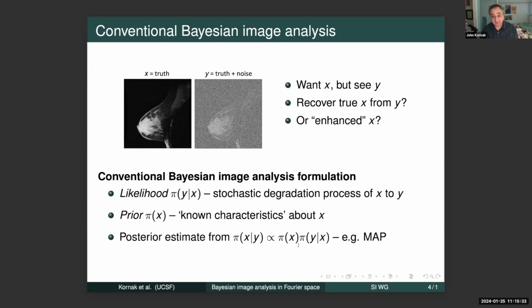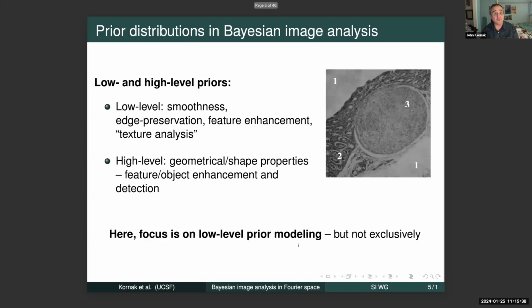Okay, so that's a broad overview of Bayesian image analysis in its conventional form. The real key part and the fun part of all this is specifying the priors. And broadly speaking, in development of priors in Bayesian image analysis, there's been two types referred to as low and high level priors.